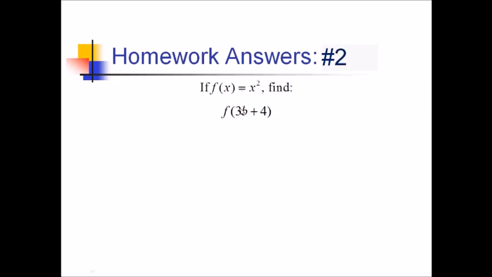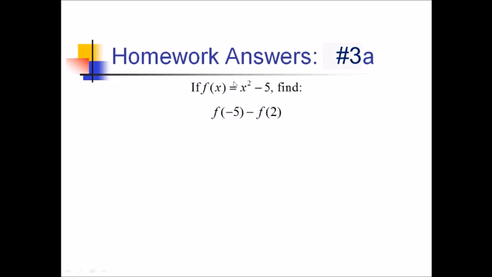We've got 3b plus 4 being plugged in here. So this whole 3b plus 4 parentheses is going to get squared. And then we have to expand that out. So if we square the first thing, that'll be 9b squared. Multiply these and double it. Let's see, that's 12b times 2 is 24b. And then square the last thing, we've got 16.